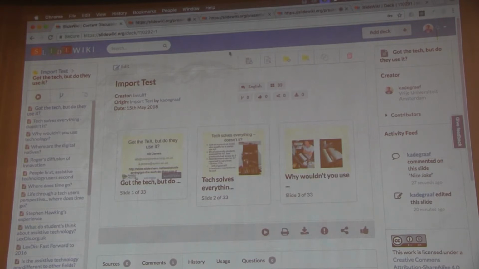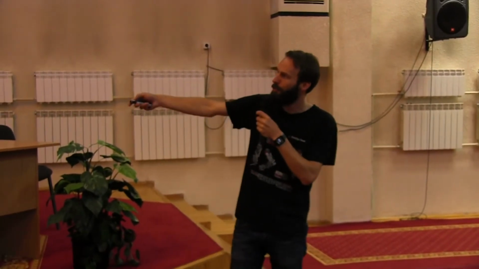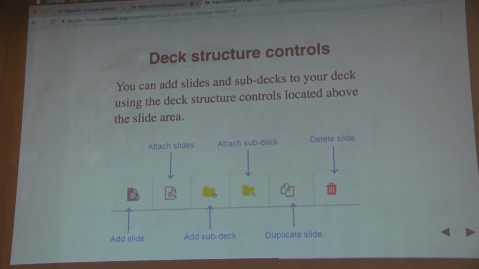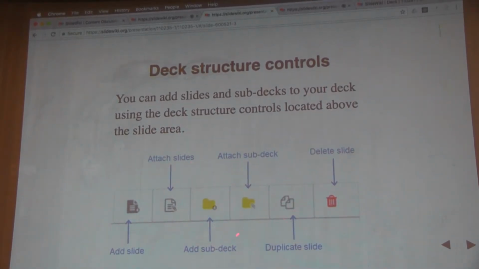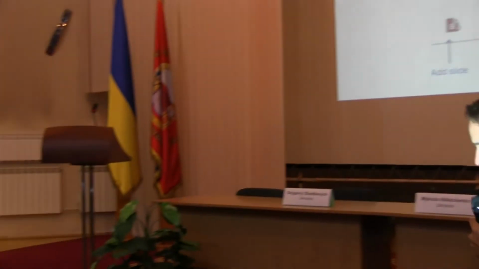Then we continue with the presentation. These are important controls for each deck and slide view. You have these controls to add slides, to attach them. Attaching means reusing existing slides. Add a subdeck manually, so then you structure your presentation, or you attach the entire subdeck that's already on SlideWiki. You can duplicate slides for convenience, and you can delete slides. Deleting entire decks is not possible, because we do not want people to delete the deck once they have given a presentation, but you can delete all individual slides. So there is some room for that.